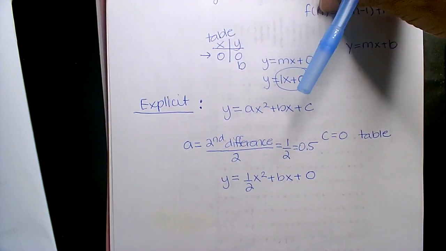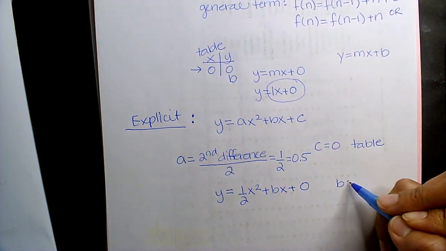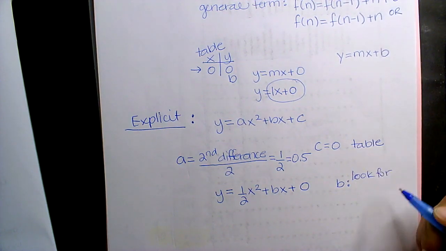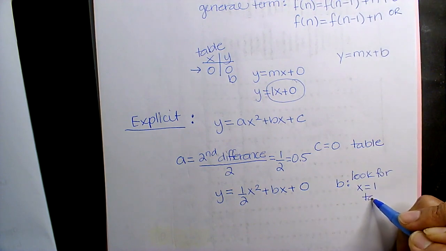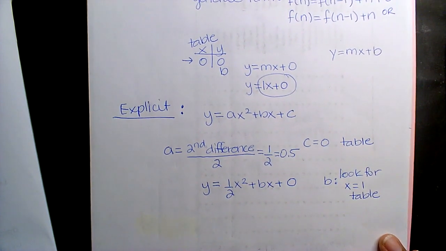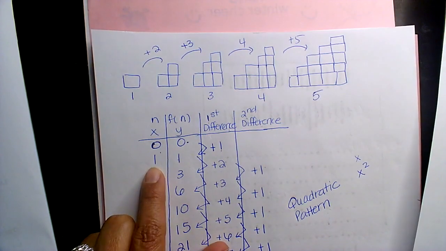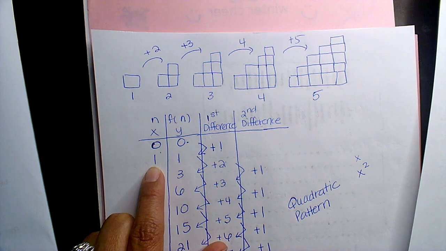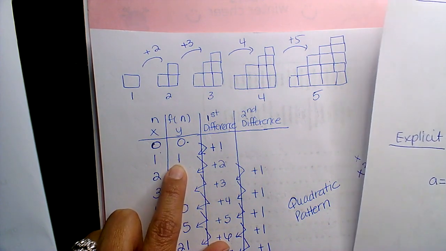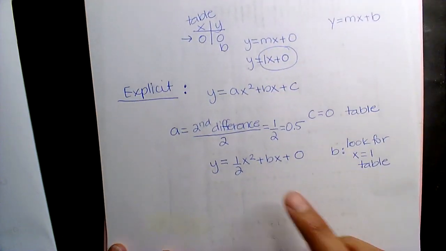How do you find the b value? You always go for 1. So if you want to find b, look for x equals 1 in the table, just because it's an easy number to look for and to substitute. So look, here's 1. When x is 1, what is y? 1. So that's a point: (1, 1). When x is 1, y is 1.